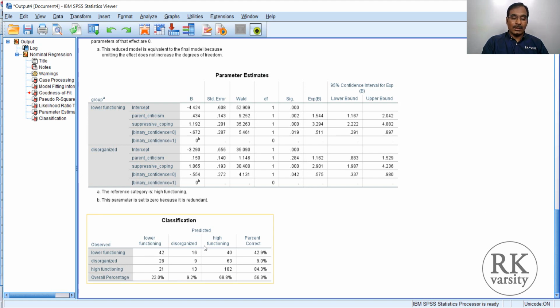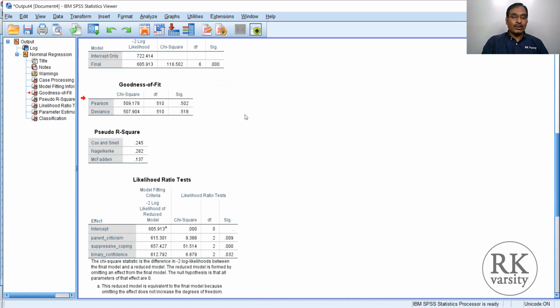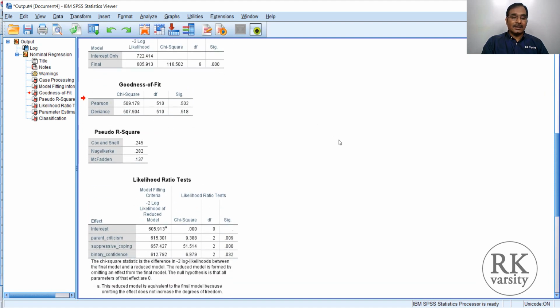So here we have the classification table, with observed and predicted values. So these values, in the sense your low functioning, disorganized and high functioning, are predicted values and observed values. As we said, the Pearson chi-square value and goodness of fit test statistically say that there is no significant difference between the predicted and observed values in the model, and the model is statistically significant. And another point is that the three independent variables are going to explain 28% of the variance in the dependent variable, that is, the student functioning group.